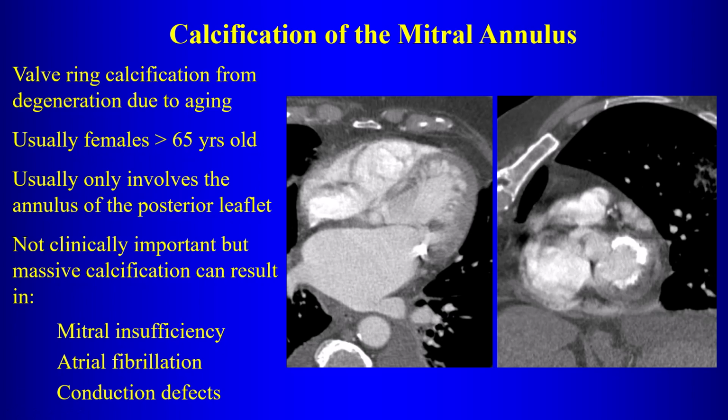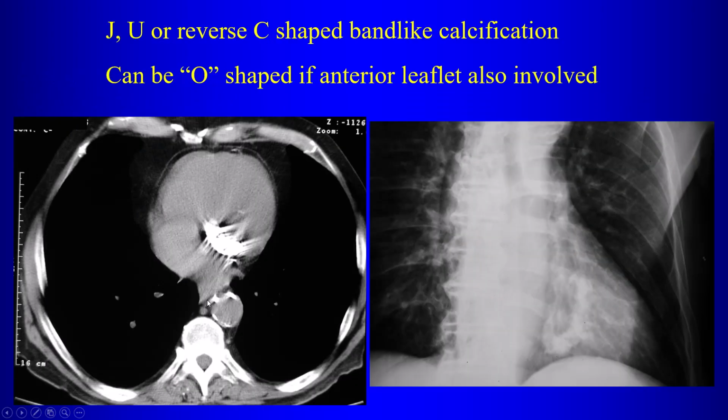You might see it in females greater than 65 years of age. Usually only involves the annulus, may involve just the posterior leaflet in some cases. Not clinically important, but massive calcification can result in mitral insufficiency, atrial fibrillation, or conduction defects. So those can be complications of massive calcification of the mitral valve annulus. So on CT, we will see the calcification below the level of the mitral valve, and on radiography, O-shaped or reverse C-shaped calcification as demonstrated there.